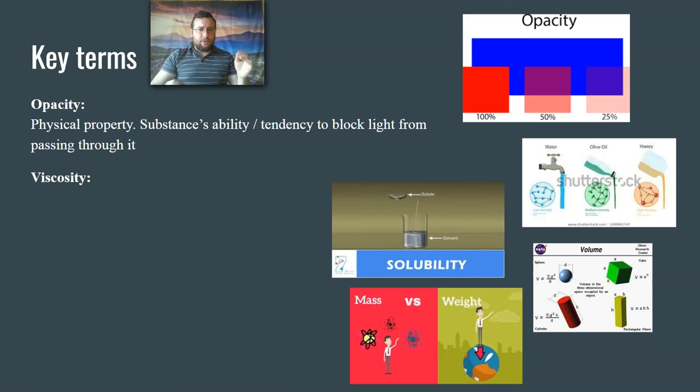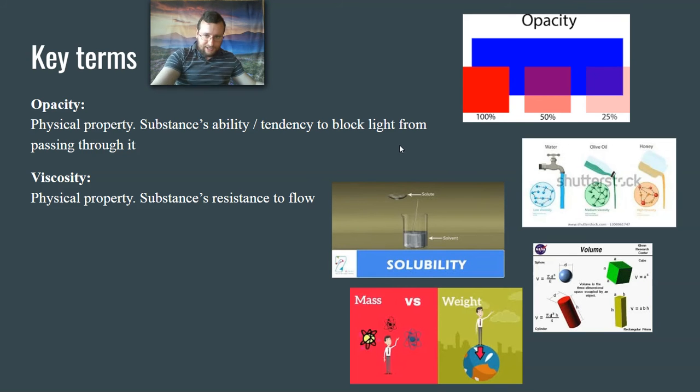Viscosity has to do with how resistant the material is to flow. Honey is very viscous, more than olive oil, which is more than water. Water has the least. So water would be less viscous than olive oil and then honey, right? It's that substance's resistance to flow. It has nothing to do with reacting to something else. It's just its own resistance to flow. So it's going to be a physical property.